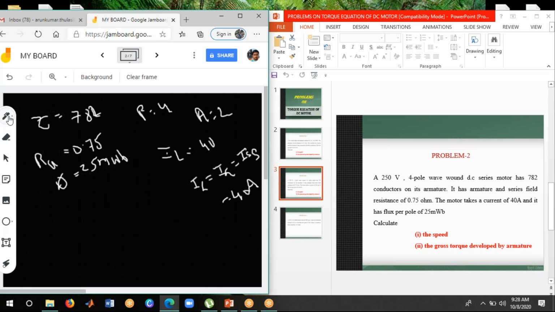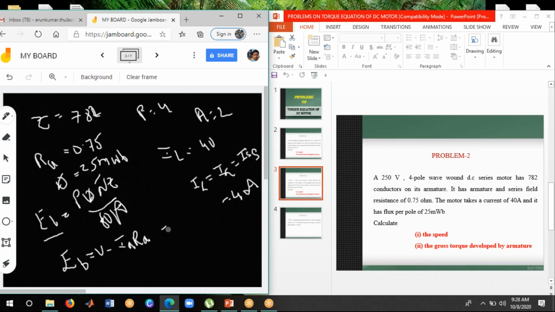For finding the speed, I am going to use the back EMF equation: EB equals P phi N Z divided by 60A. This is the formula I need to use for finding the speed, N. If you observe this equation, except back EMF, all parameters are given in the question. Now we need to find the back EMF value: EB equals V minus IA RA.